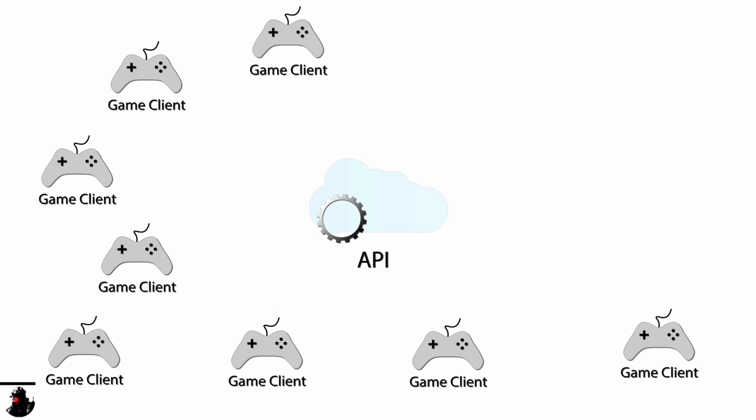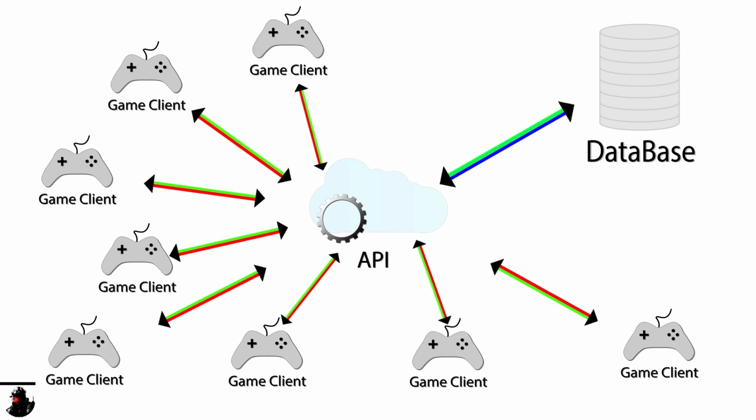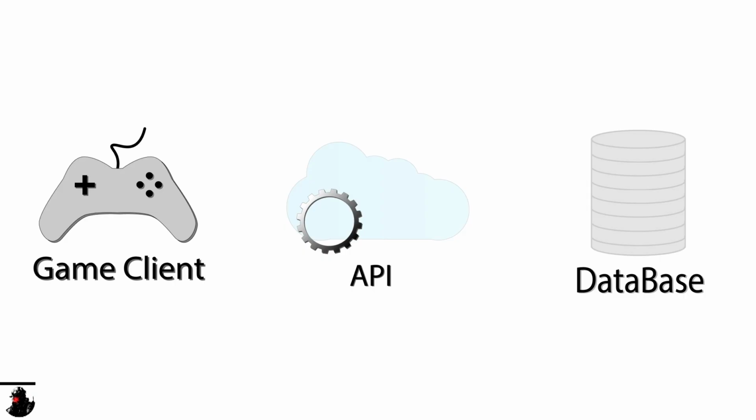The API managed requests from all these game clients simultaneously, ensuring that each player's data is accurately updated and retrieved from the database. This system allows for scalability, managing an increased number of players without sacrificing performance or security. The combination of game client, API, and database allows for a dynamic and interconnected gaming experience. While you might not need to become a web developer to create your game, understanding how these components work together will help you design better and more engaging games.